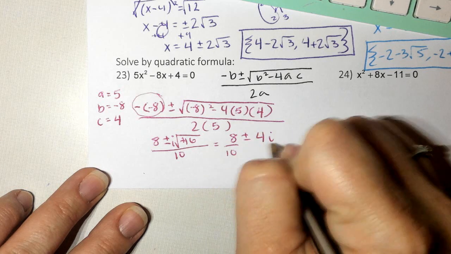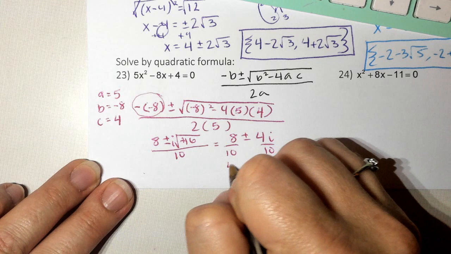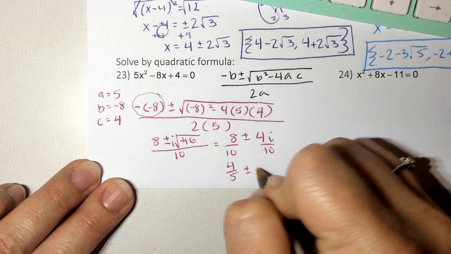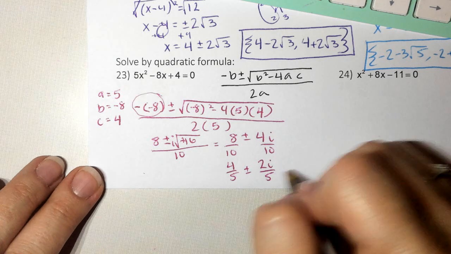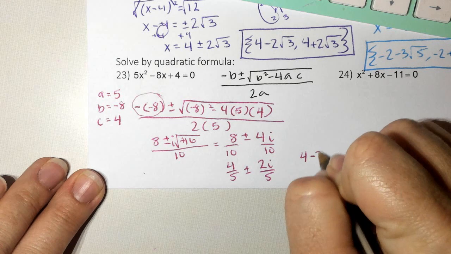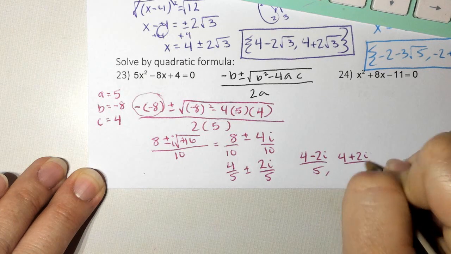And I'm going to separate my denominator so I can simplify. Well, this simplifies to 4 over 5 plus or minus 2i over 5. So there's my answer. And you can rewrite it all together. So 4 minus 2i over 5, 4 plus 2i over 5.